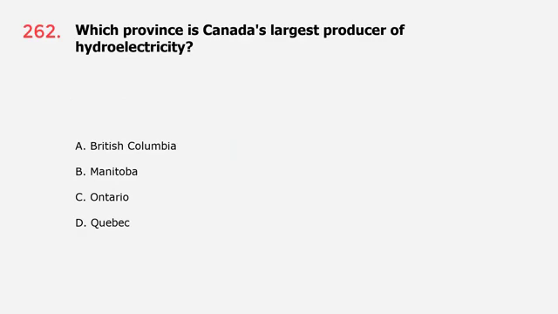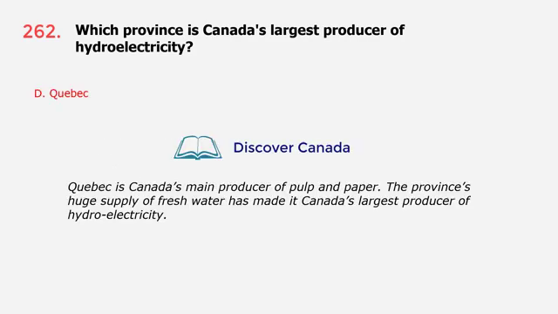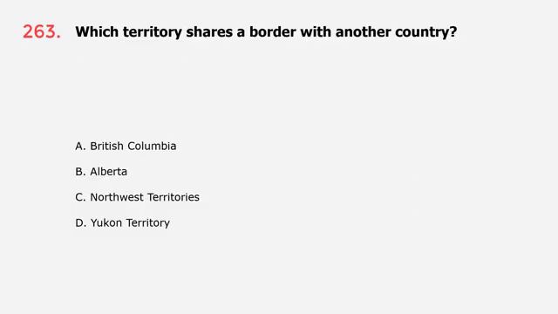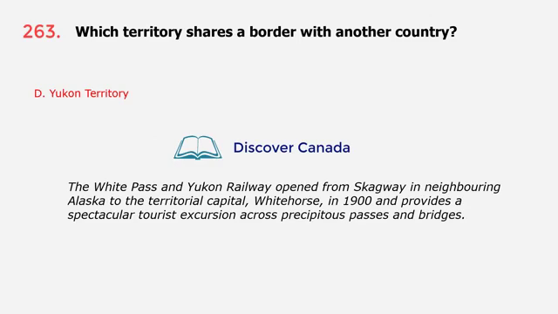Question 262. Which province is Canada's largest producer of hydroelectricity? A. British Columbia. B. Manitoba. C. Ontario. D. Quebec. The answer is D. Quebec. Question 263. Which territory shares a border with another country? A. British Columbia. B. Alberta. C. Northwest Territories. D. Yukon Territory. The answer is D. Yukon Territory.